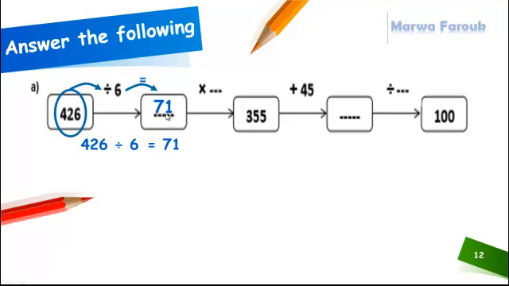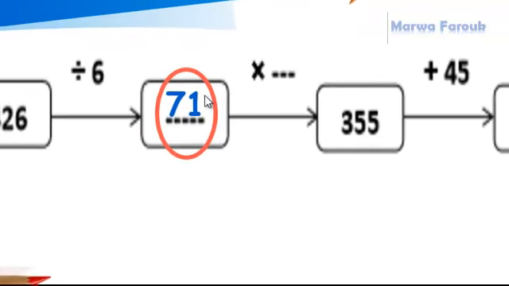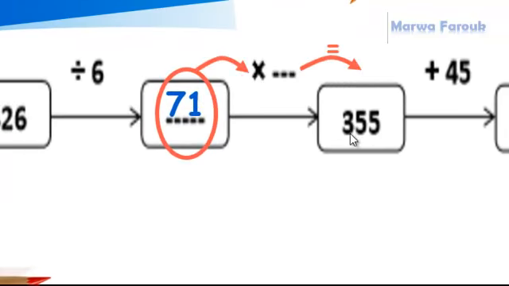Is it easy? So we start from the first number on the left. It's 426, and I go with the arrow here. So 426 divided by 6 equals what? We got 71. So we will write 71 and begin the next step. Now we have 71, and I will go with the arrow again. So 71 times what equals 355?